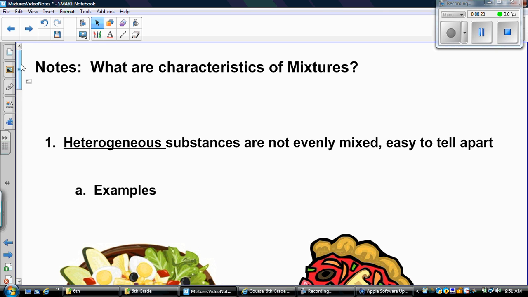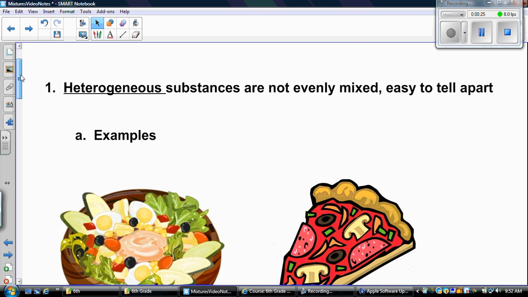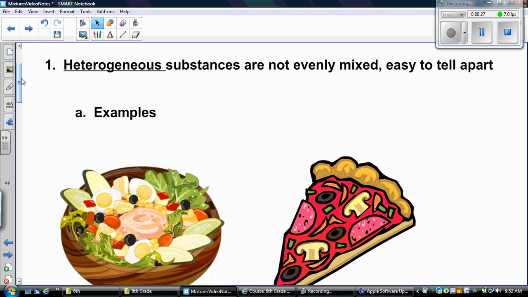Okay, so you might remember these terms from Target 14. That was part of the extra credit piece. But mixtures are classified in two ways. They are either heterogeneous or homogeneous. Heterogeneous mixtures are mixtures where the substances are not evenly mixed, so it's easy to tell apart. So it's easy to tell what the different parts of the mixture are.